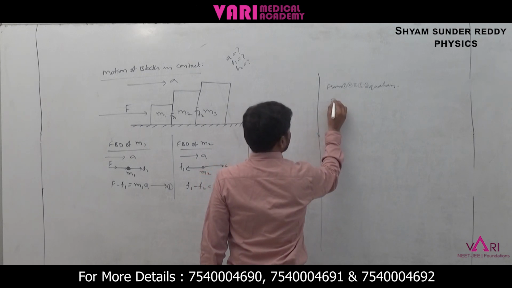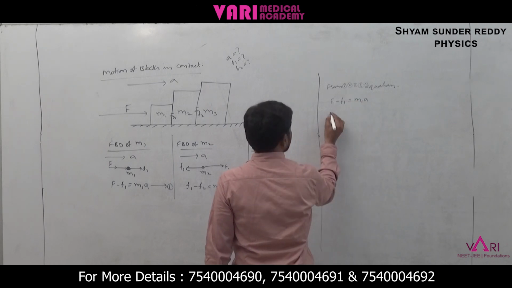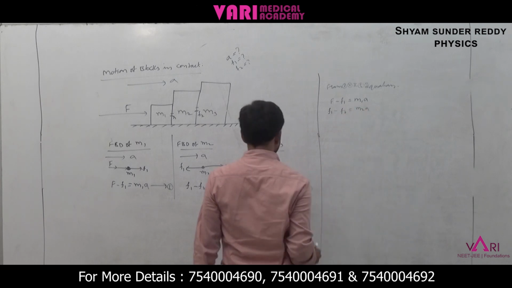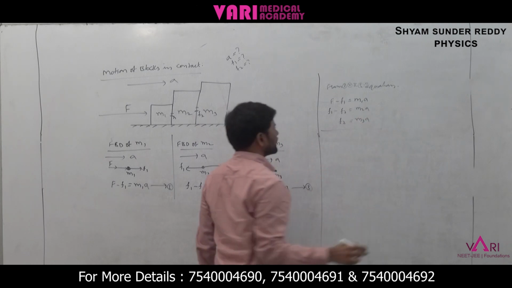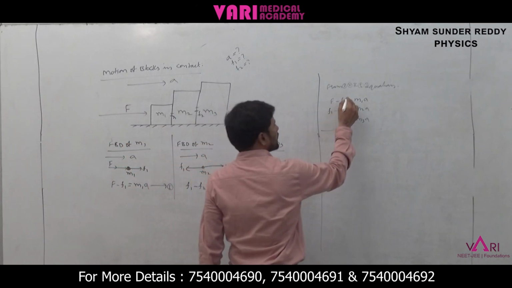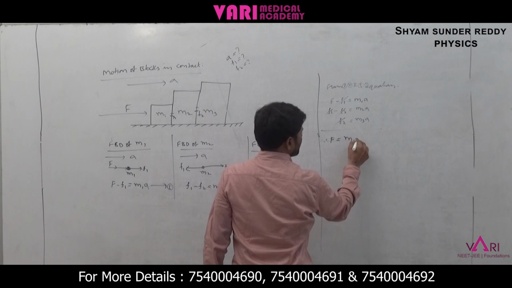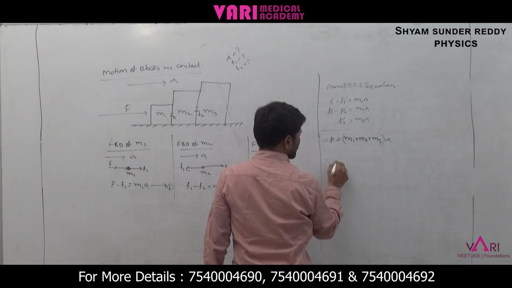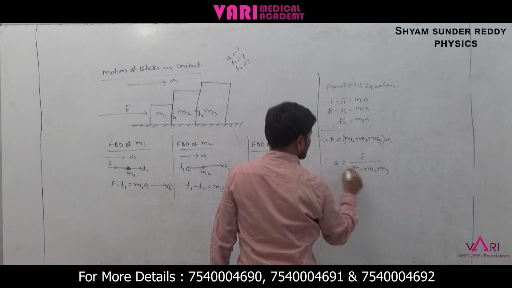F minus F1 is equal to M1A. F1 minus F2 is equal to M2A. F2 is equal to M3A. Just add the three equations. Minus F1 plus F1, minus F2 plus F2 will be cancelled. These cancel out. Then F is equal to M1 plus M2 plus M3 into A. Therefore, A is equal to F by M1 plus M2 plus M3.